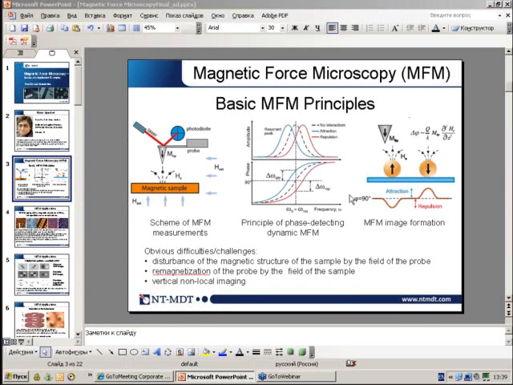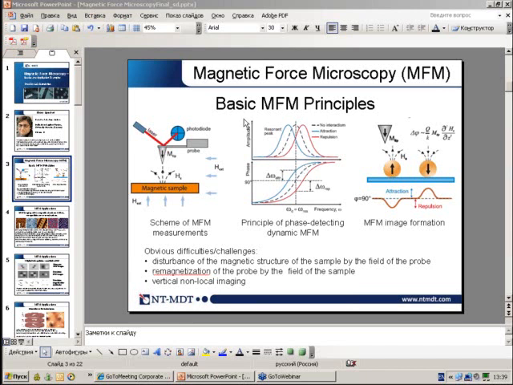Okay, I have already some questions here. There was a question: how can attractive and repulsive forces be differentiated in the images? What is the significance of color?